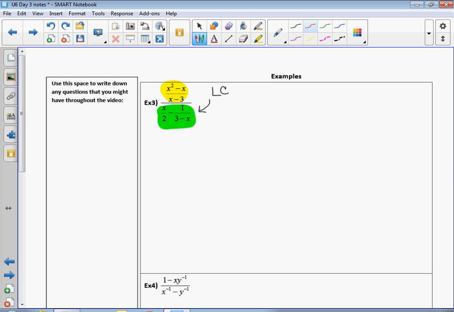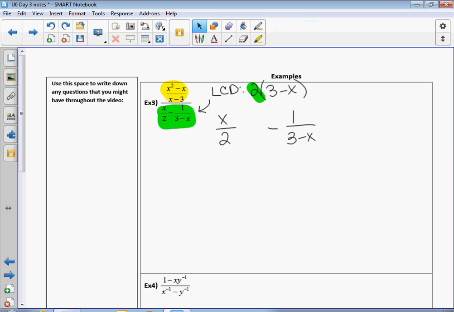To subtract fractions, I need to have a common denominator. The least common denominator in this case will be 2 times 3 minus x. So we have x over 2, I'll leave some space, and then minus 1 over 3 minus x.